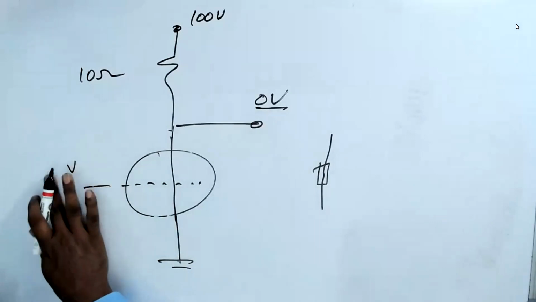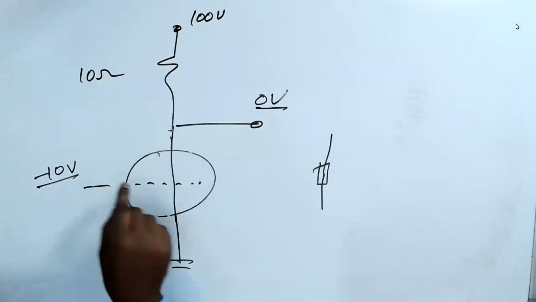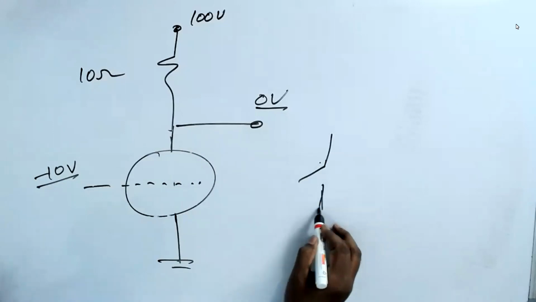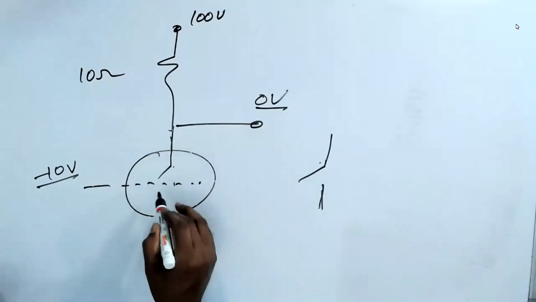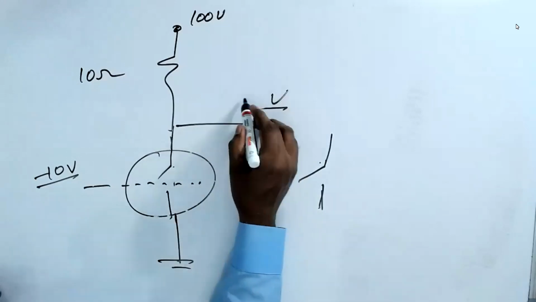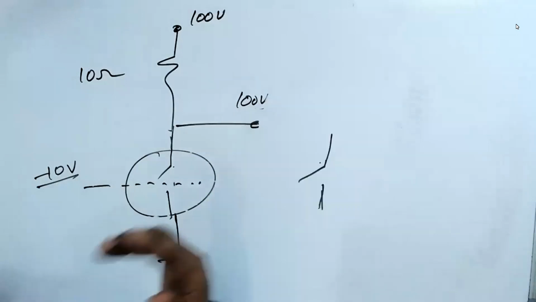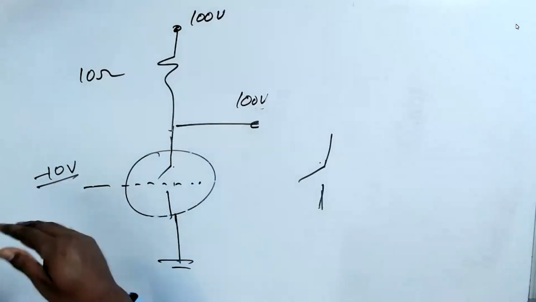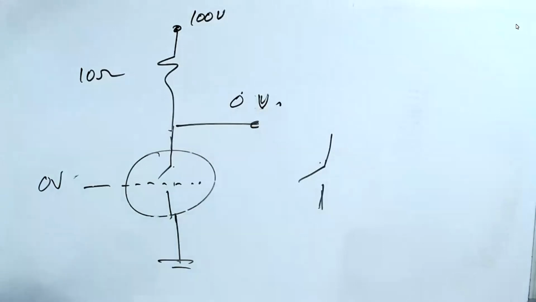When I apply minus 10 volt here, that time it is going to block. This is going to block all the electrons, so this is going to be open. When this is open, then I get 100 volt here. That's it. If I give minus 10 volts, I get 100 volt. So when I give 0 volt here, I get 0 volt.